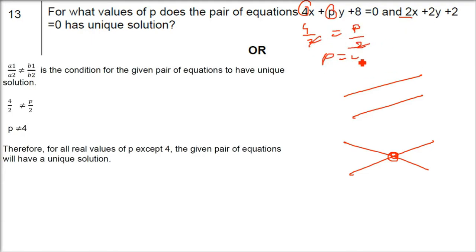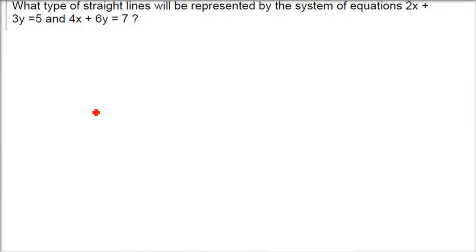That is 4 by 2 should not be equal to P by 2. This 2 gets cancelled. P not equal to 4. So P should not be equal to 4. So you have to write like this. Again and again, I'm reiterating, the content you see here, you have to write like this. Every step, everything you have to show the examiner that I know this.